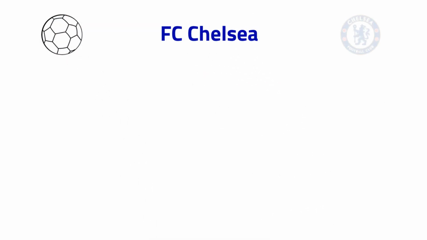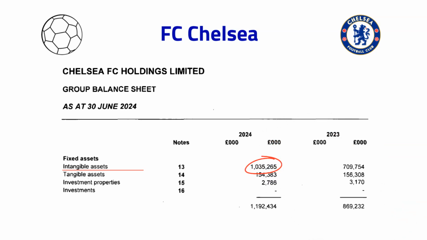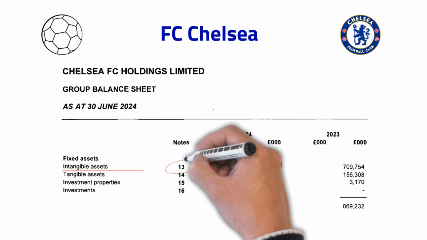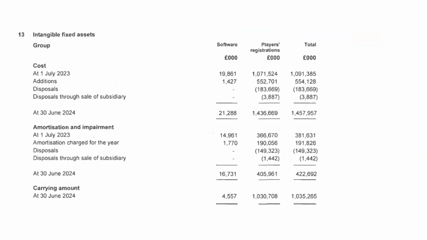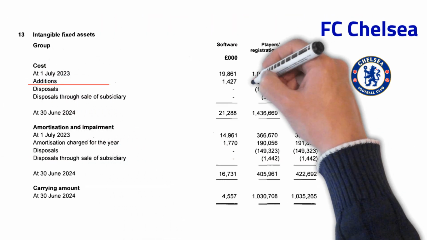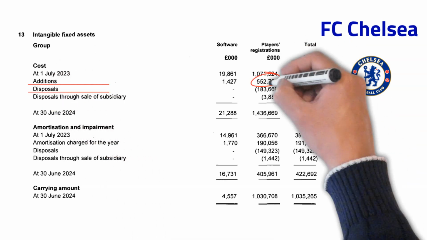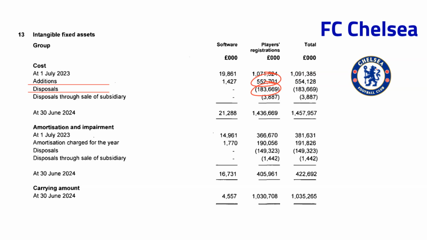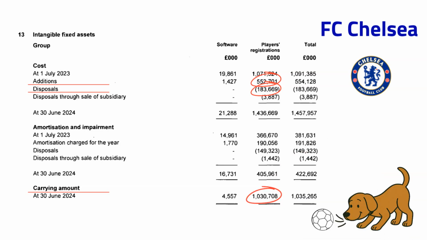How does it look for Chelsea? It has intangible assets of £1 billion. Quite a difference to Barcelona, right? Here we see a reference to note 13. Let's have a look. So here we see that Chelsea acquired new rights for £553 million in the last fiscal year, and sold some rights with the original cost of $183 million. Together with the amortization, we see the net book value of players' registrations of $1 billion. So that's how it looks in real life.